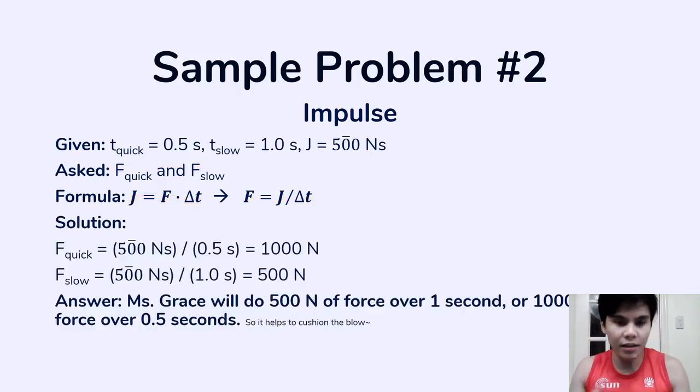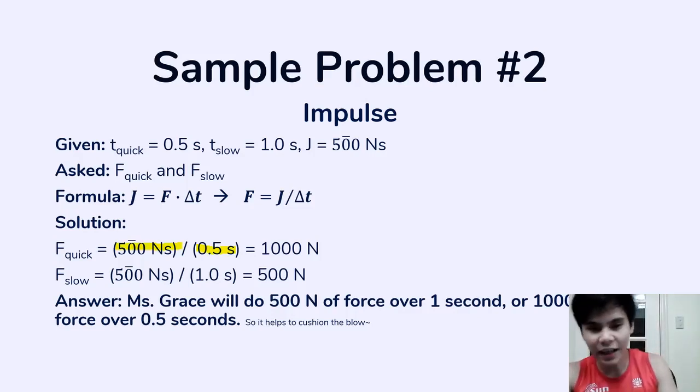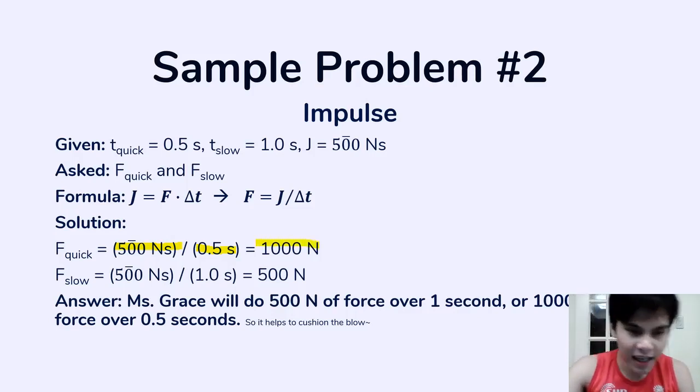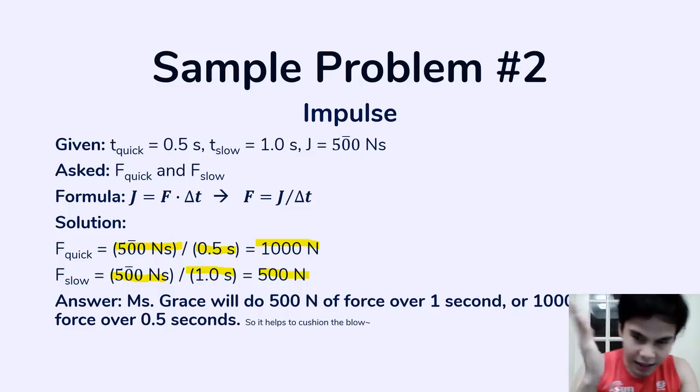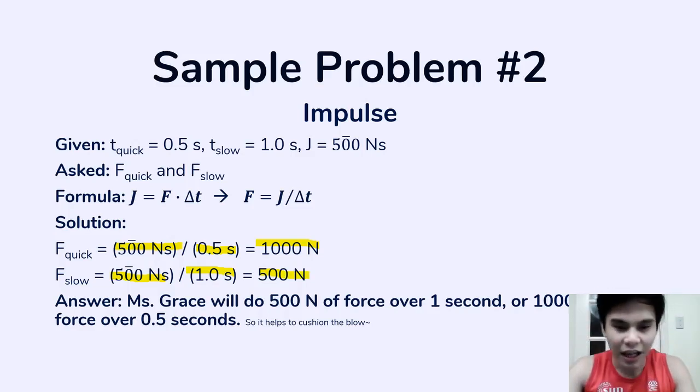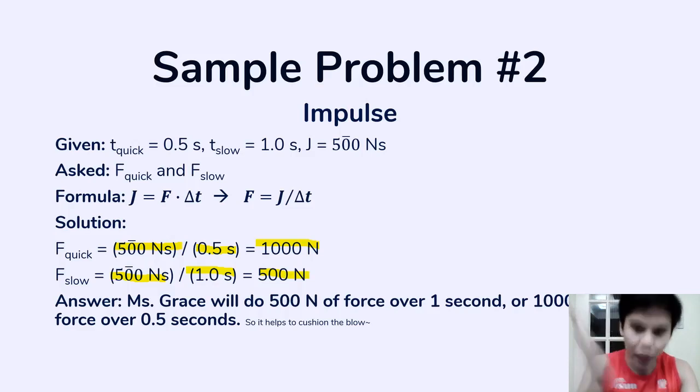So if we solve this, we get your force of the quick chop is 500 newton seconds, that's the impulse, divided by the change in time. Again, from the start to the stop of the chop, it's 0.5 seconds long. So if we divide that, we get 1,000 newtons of force. Whereas the slow chop, we have 500 newton seconds divided by 1, which gives us 500 newtons. So as you can see here, the slow chop will exert less force than the quick chop, okay?